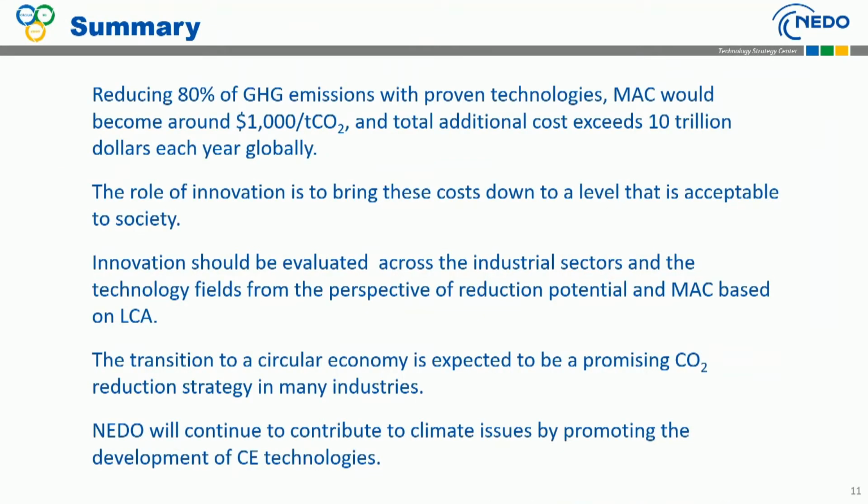I'd like to close my presentation with this summary. Reducing 80% of GHG emission with proven technologies, marginal abatement cost would become around $1,000, and total additional cost exceeds $10 trillion each year globally. The role of innovation is to bring these costs down to a level that is acceptable to society.